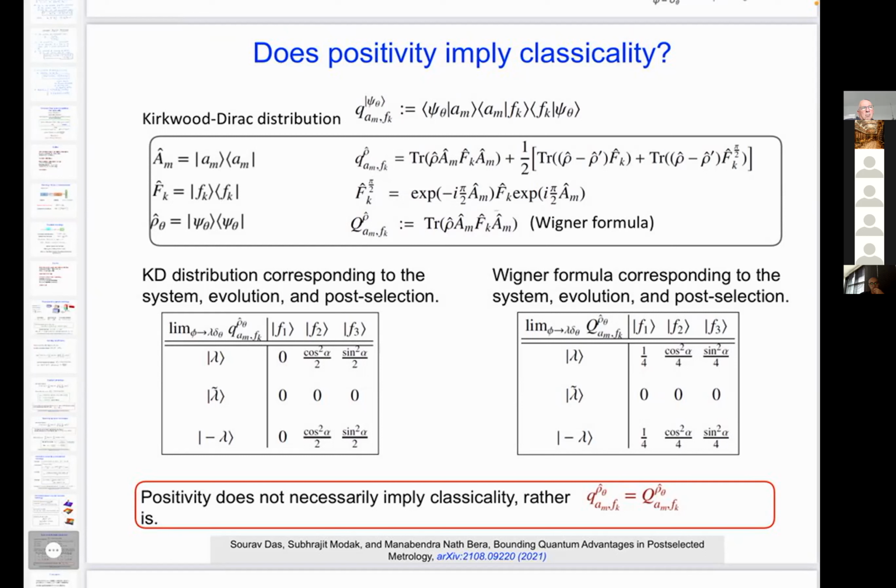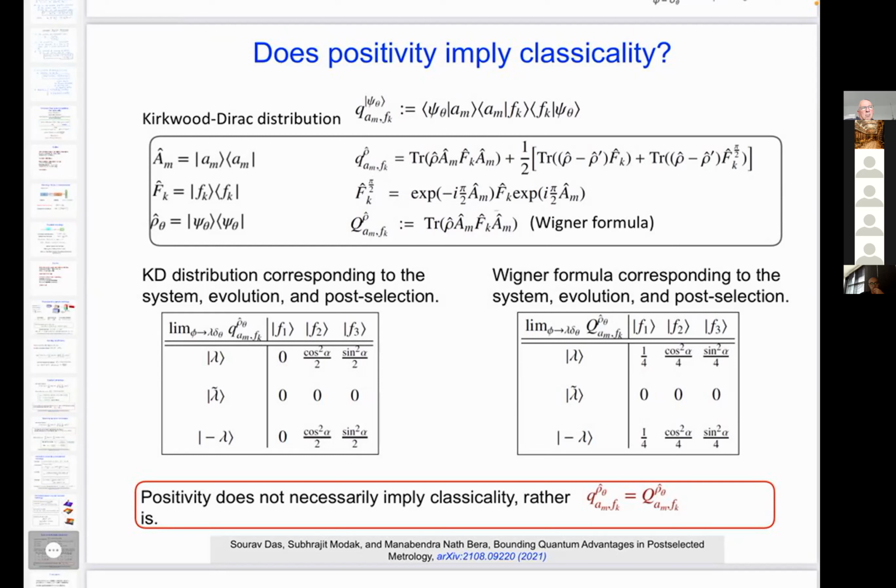So we are actually exploiting the experimental setup that I have shown to you. If you calculate the things, the first box is the KD distribution corresponding to the system, evolution, and post-selection. And if you see the second box, which is the right part of my slide, it is very much obvious that the capital Q, the Wigner formula, is real. So each element would be real, right? And you can see the KD distribution part, even each element is real.